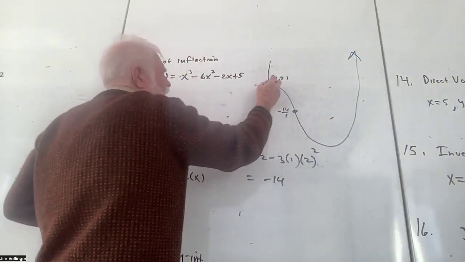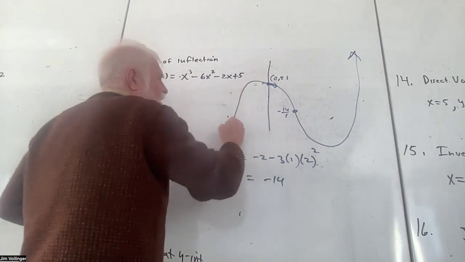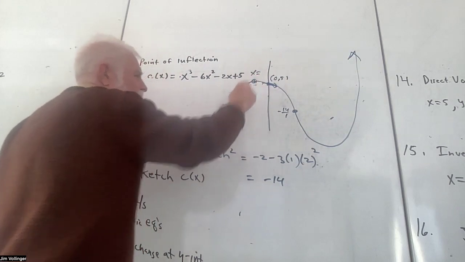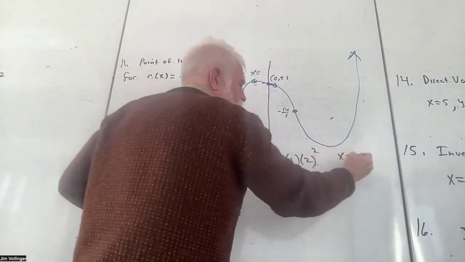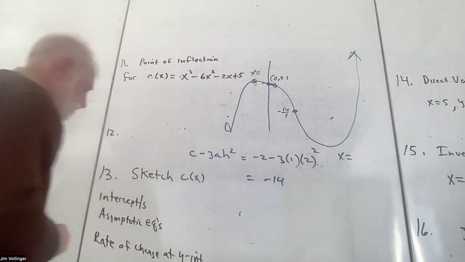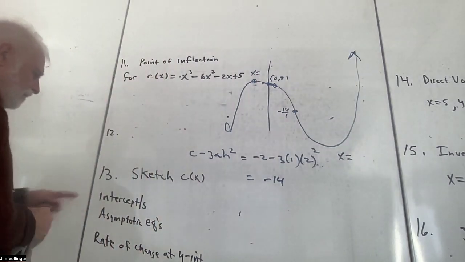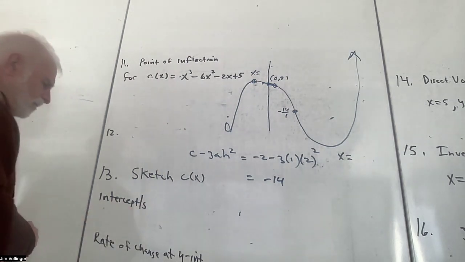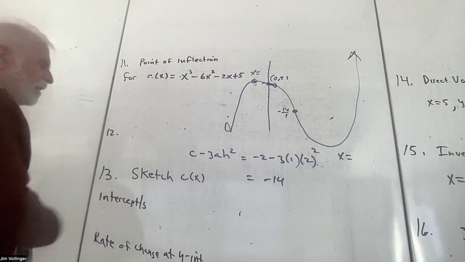And 2 to 1 means pretty soon I'm going to have an X value here that is close to 0 for my local max, and one over here a little bit further to the right for my local min. How do you find those? Intercepts, asymptotic equation. There are no asymptotes in this. Rate of change, x-intercepts.